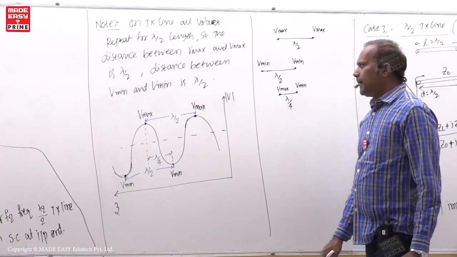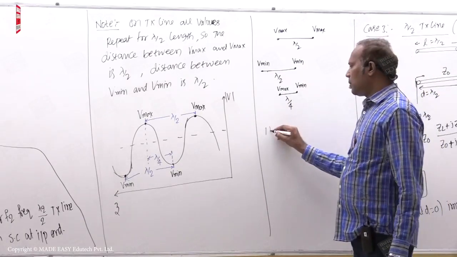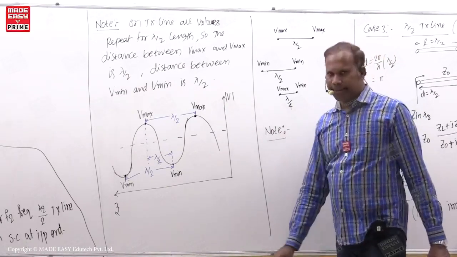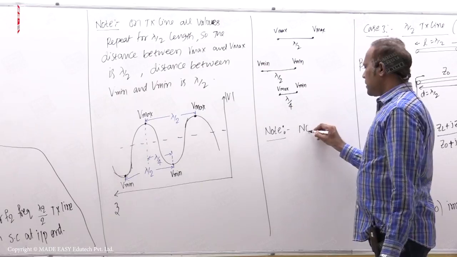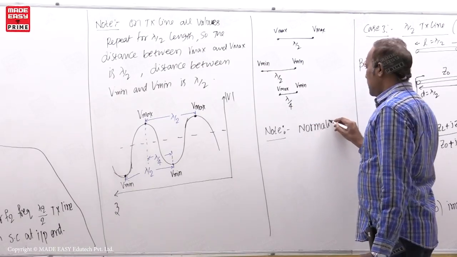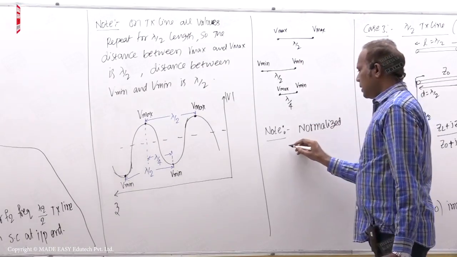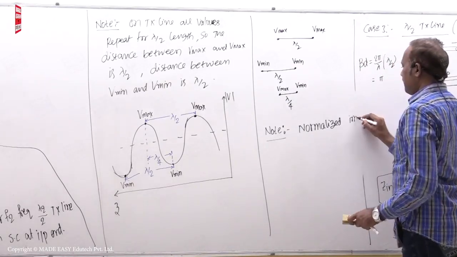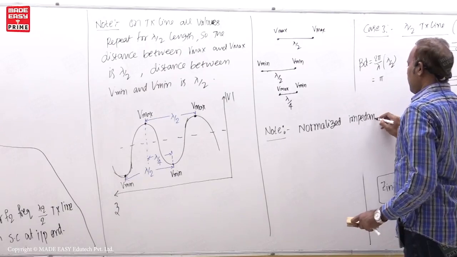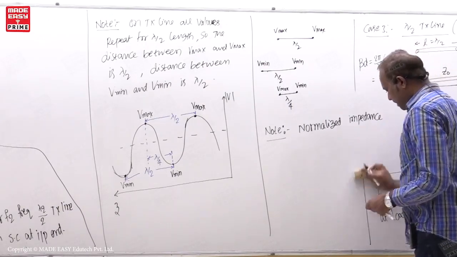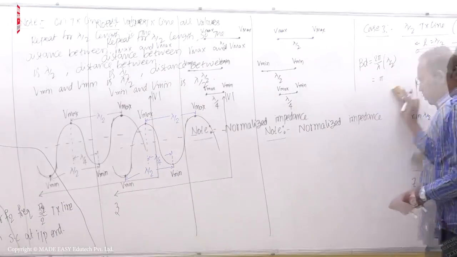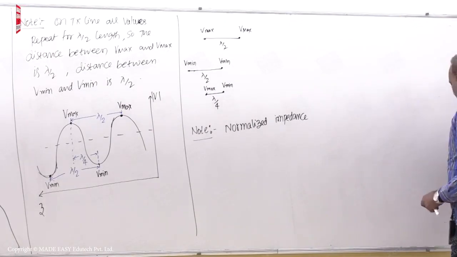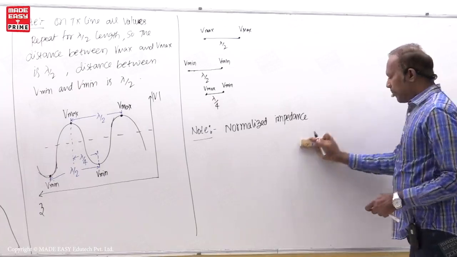Next point, we are going to write one more note based on the normalized impedance. Normalized impedance of the transmission line at any location is the impedance divided by the characteristic impedance.